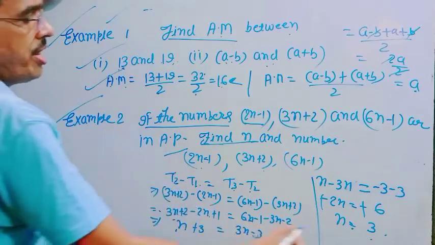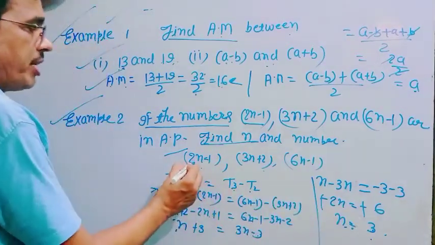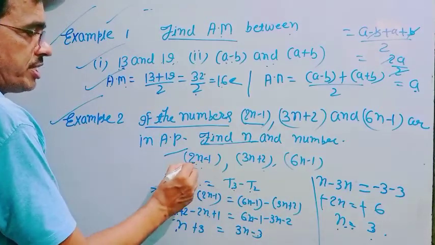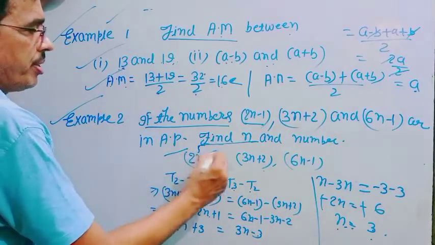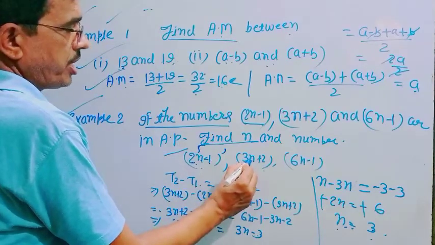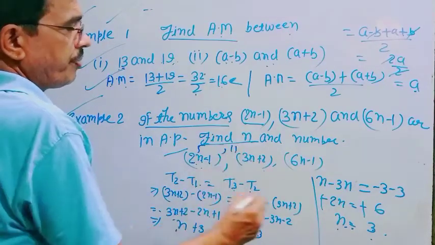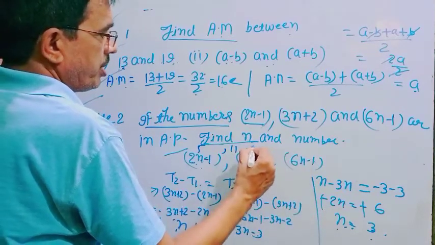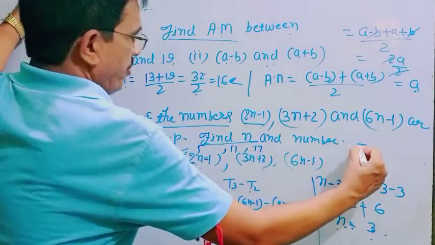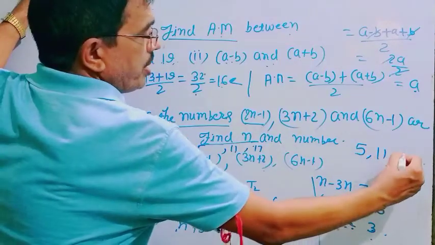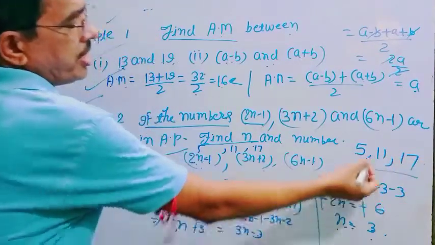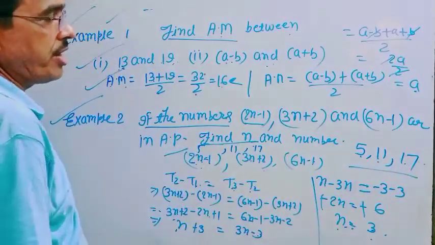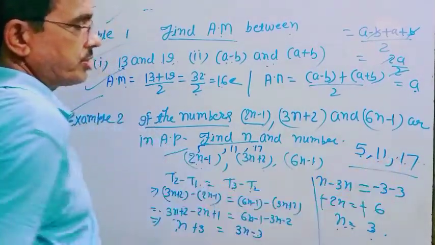And next, your question: if n is 3, then what are the numbers? Substitute the value of n in the expressions. Then 2 times 3 minus 1, that is 5. 3 times 3 is 9 plus 2, that is 11. 6 times 3 is 18 minus 1, that is 17. So your numbers will be 5, 11 and 17. And it is clear it is in AP because the difference of these numbers is always constant. Here it is 6 and there it is also 6.